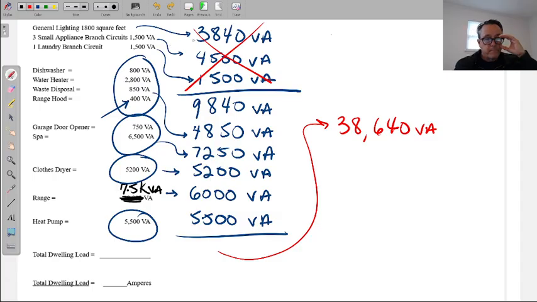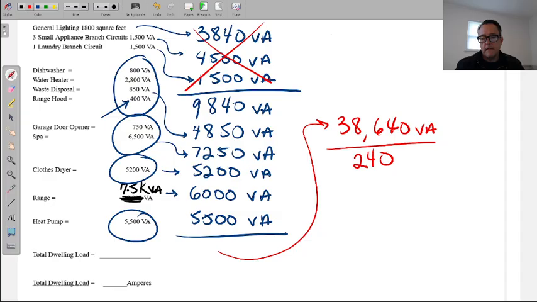Would the heat pump fall under non-coincident? Heat pump is non-coincident load, yes. And there could have been air conditioning here, or cooling system rather, if that was bigger than the heat pump. Now let's go one step further here and divide it. Let's do Ohm's law and divide it by 240 volts.